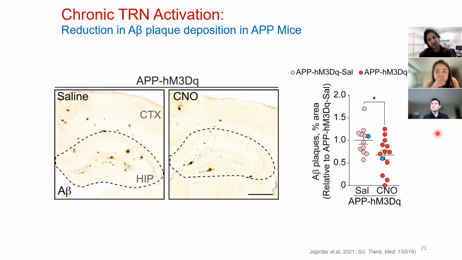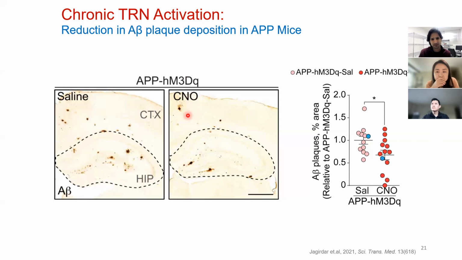After that, we received brains from these mice, and we wanted to test how the plaque deposition looks after CNO activation of TRN in CNO treated mice. What we see here is really early stage of plaque deposition. These are about 7-month-old mice. And what we see, the A beta plaque deposition in the hippocampus as well as in cortex, and this is the saline mouse.